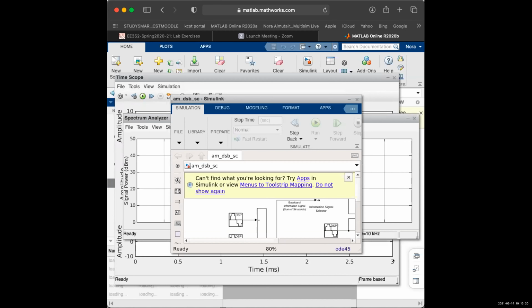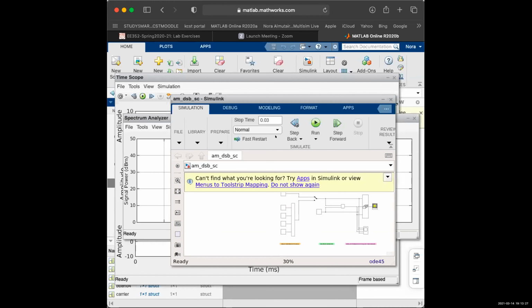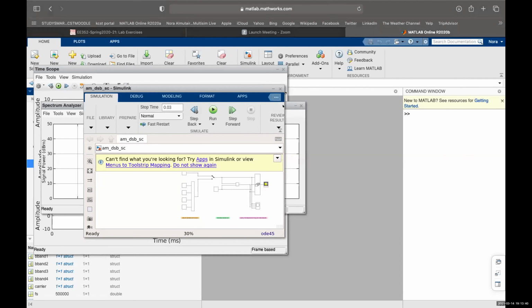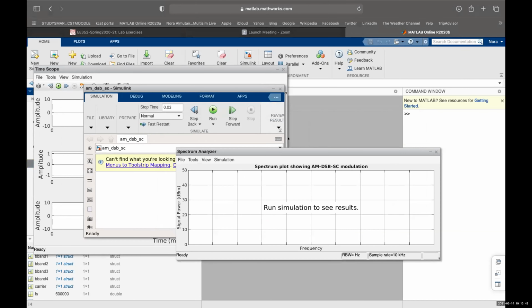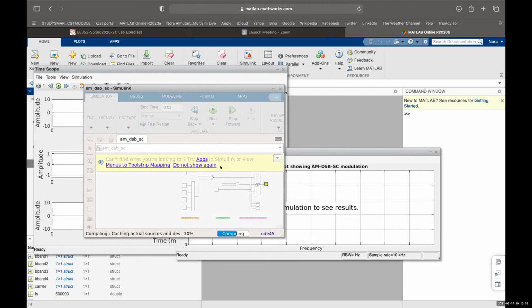Okay, here you have the window. Can you simulate it? Can you maximize the window, please? The main window of MATLAB. And just click run. Let's see if it works. Okay, hold on.